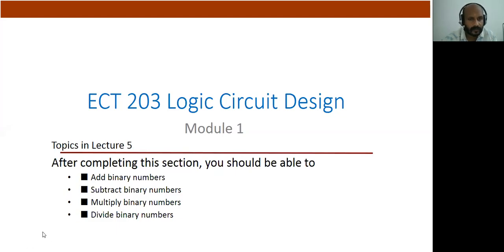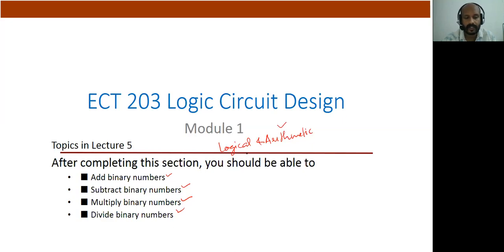In lecture 5, we will mainly discuss the binary arithmetic operations like binary addition, binary subtraction, binary multiplication, and finally the division operation. In module 2, when we discussed binary operations, we discussed logical operation and arithmetic operation. In this particular lecture, we are discussing the arithmetic operation, not logical operation.